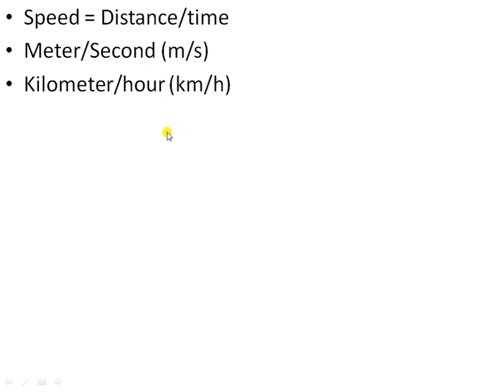Okay, and in meter per second, when the object covers a small distance in a short time, then the speed is expressed in meter per second. For example, if a ball rolls for 5 meter in 10 seconds, the speed of the ball is expressed in meter per second. The speed of this ball will be written as 0.5 meter per second.